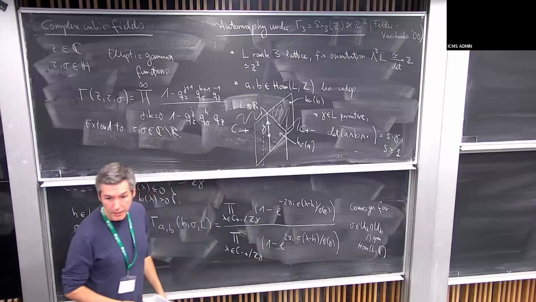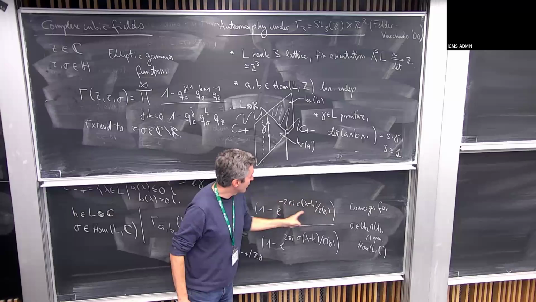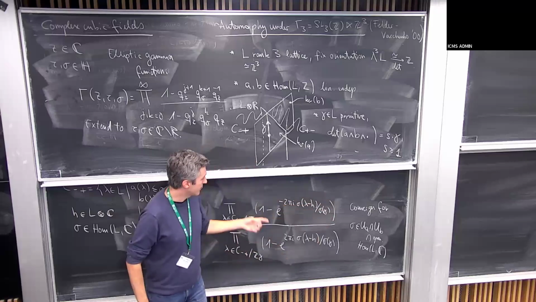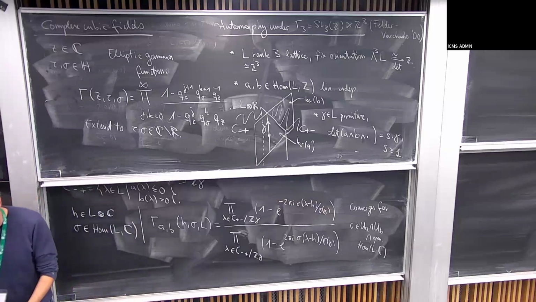You didn't write down the definition of UA. I didn't write it, but it's what you think it is. This thing should have positive imaginary part, so that this tends to 0 and then converges. It's nothing more than that.